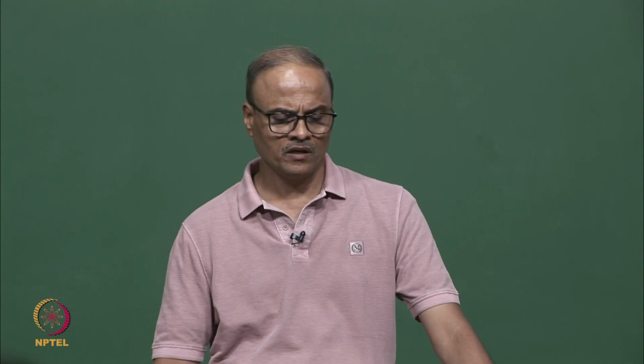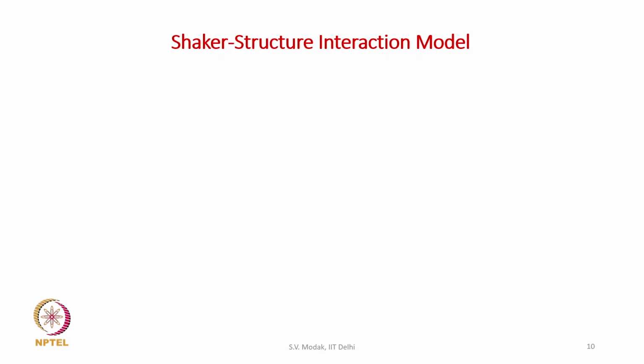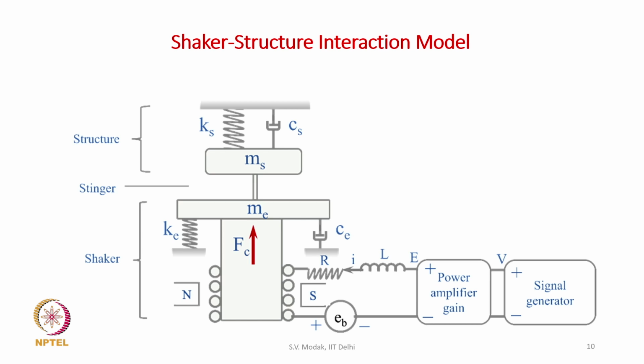So, let us look at a shaker structure interaction model, and we are going to use a lump parameter model. We are going to take a single degree of freedom model each for the shaker and the structure. So, this is the lump parameter electromechanical model of the shaker structure.